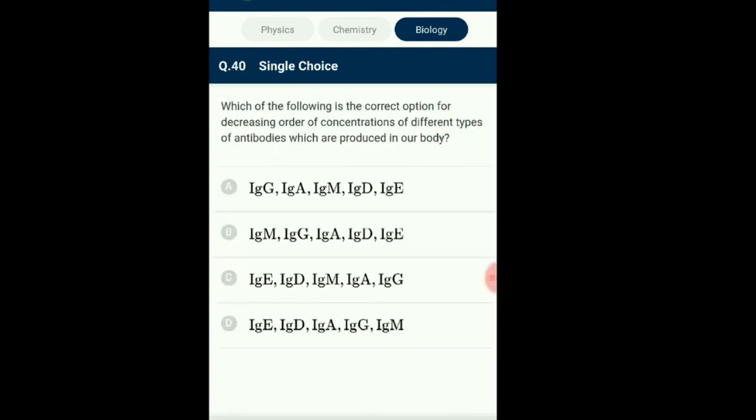Question number 40. Which of the following is the correct option for decreasing order of concentration of different types of antibodies which are produced in our body? There are 5 different types of antibodies which are secreted by plasma cells in our body. Their concentrations are: immunoglobulin G 65 to 75%, immunoglobulin A 10 to 15%, immunoglobulin M 7 to 10%, immunoglobulin D 1%, and immunoglobulin E less than 1%. So the correct sequence is option A.